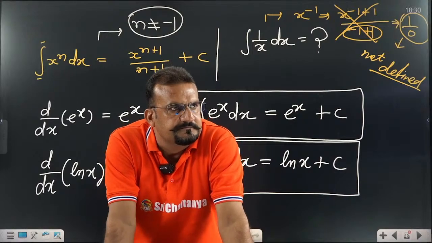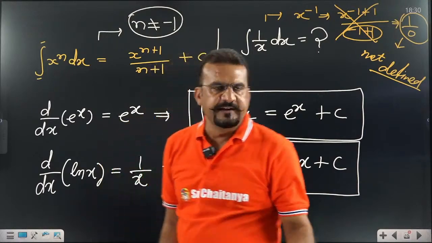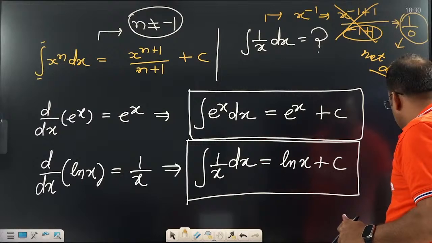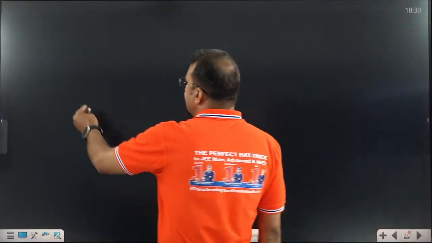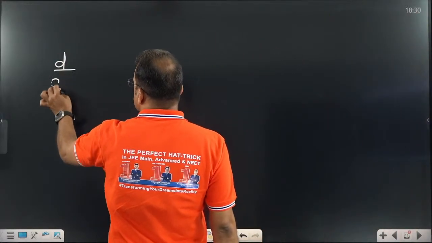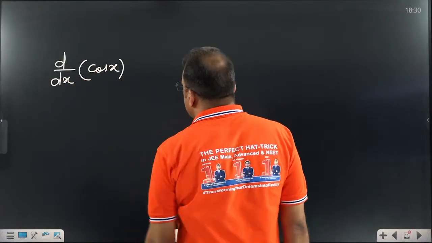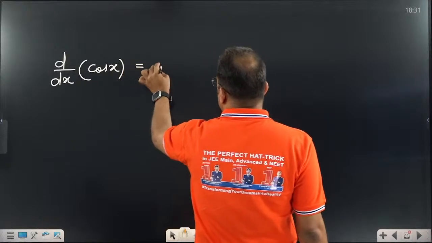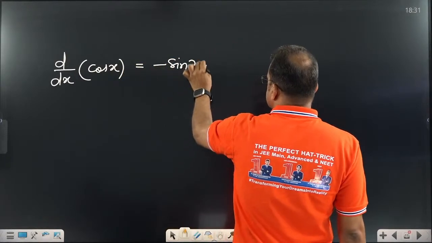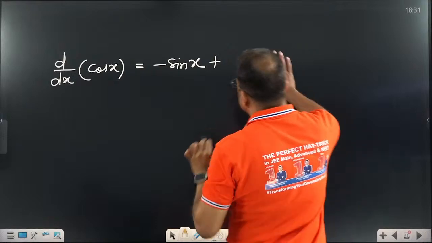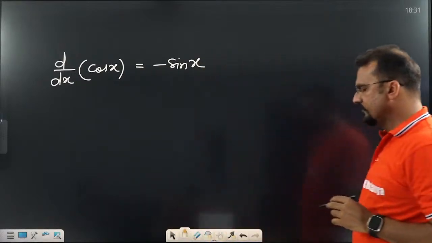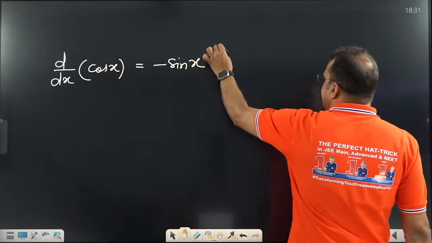Done. Okay. Come to the next point. Now let us take some more examples. You know the differentiation of cos x. So these are the formulas directly you can remember from differentiation. Differentiation of cos x is going to be minus sin x. Sorry, not plus c. Differentiation of cos x equal to minus sin x.